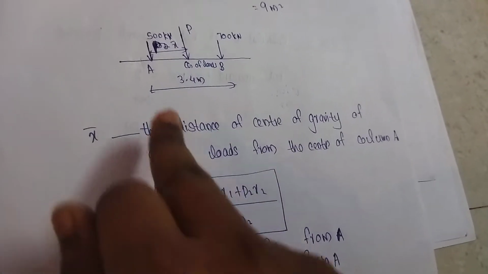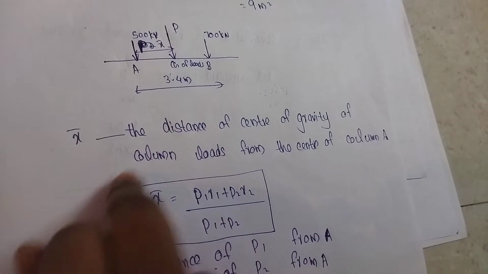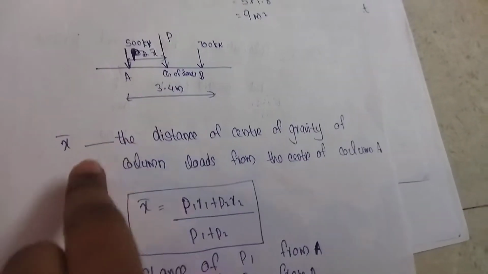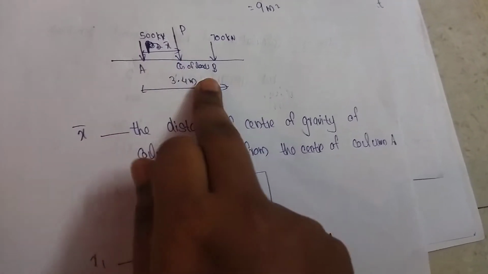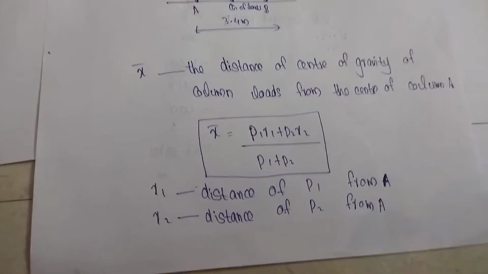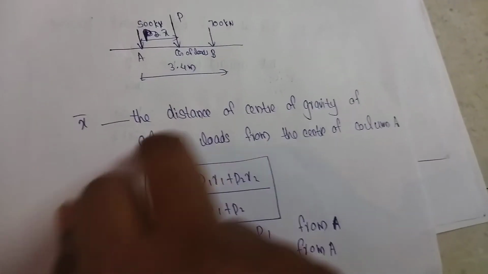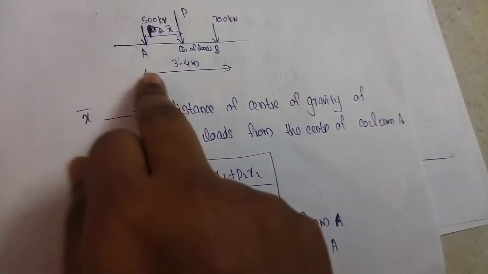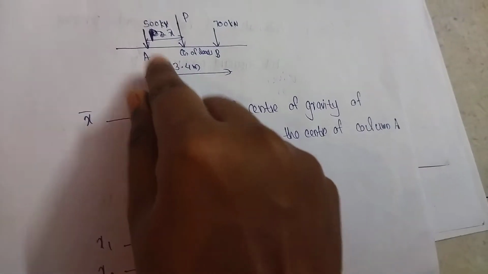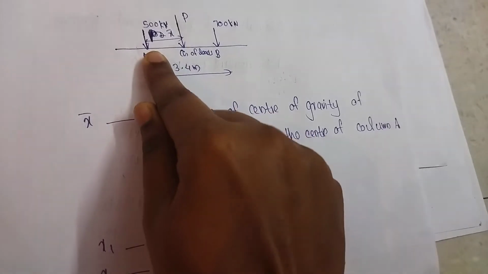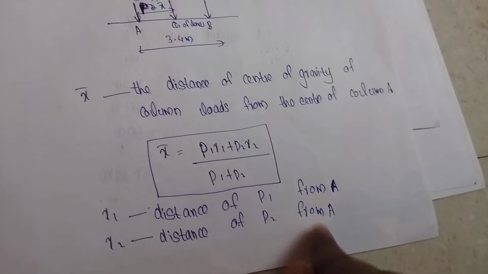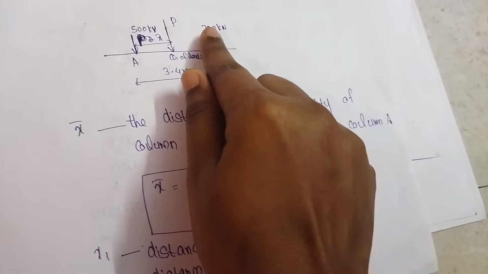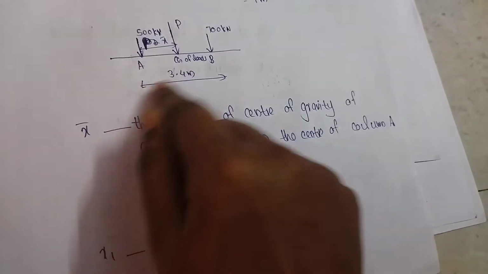So x bar is the center of gravity due to these column loads, and it is the distance from column A. In the equation, x1 is the distance of P1 from A. The distance of P1 is 500 from A, that is, none, so x1 equals 0. Then x2 is the distance of P2 from A, that is 3.4 meters.